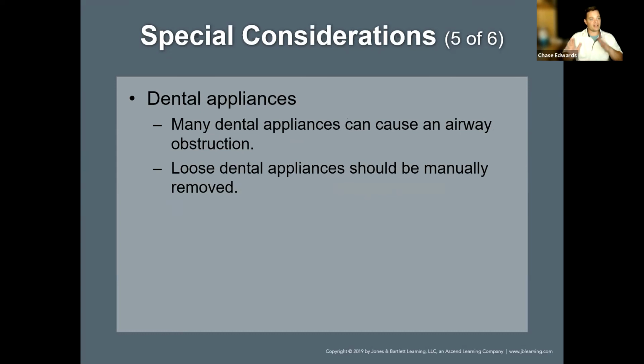All right, dental appliances. Many dental appliances can cause an airway obstruction. Loose dental appliances should be manually removed before providing ventilation. Here's a story. It's not a war story. It's a learn-from-me story.